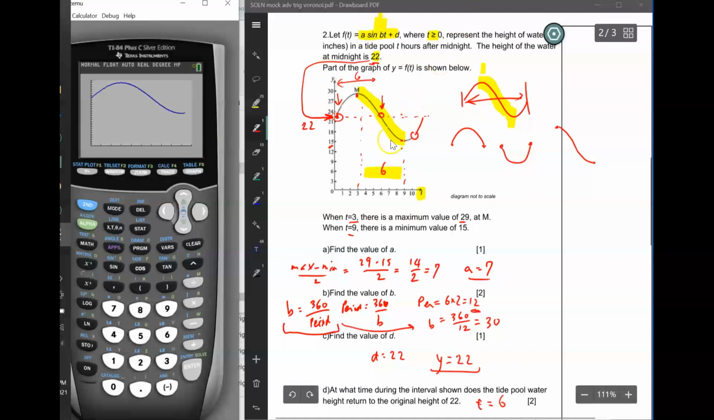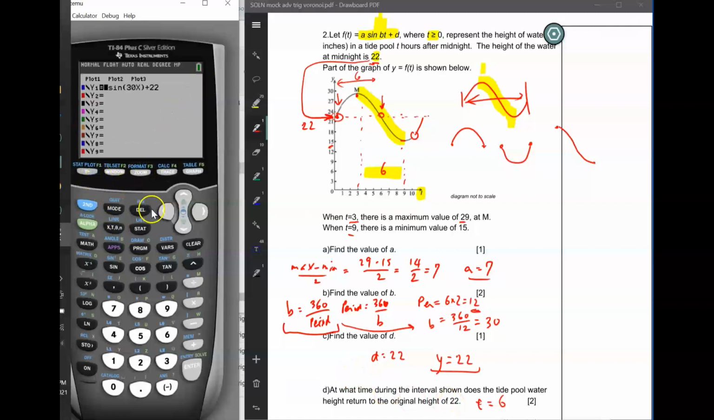Okay, so this is exactly what we have here. And then we're going to make a second function, which is going to be y2 equals 22, to see when the blue function crosses y2. So we'll go into y equals, and we'll change the second function to be 22. And then we're going to graph both. And what we want is when the blue function goes back to 22. It starts at 22, and then it hits 22 again. How do we find this point?